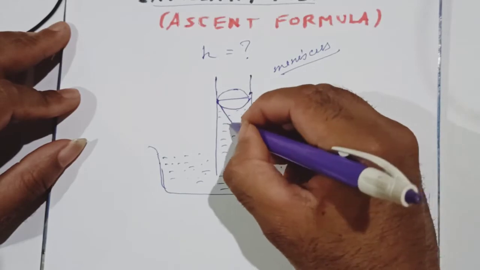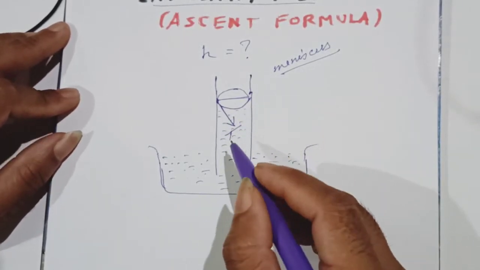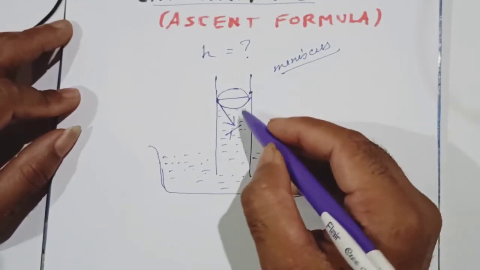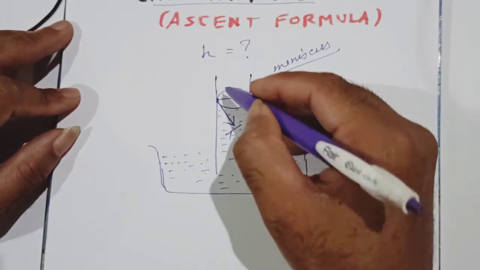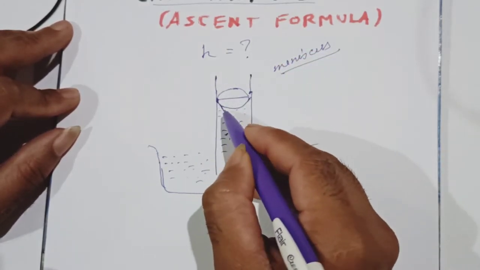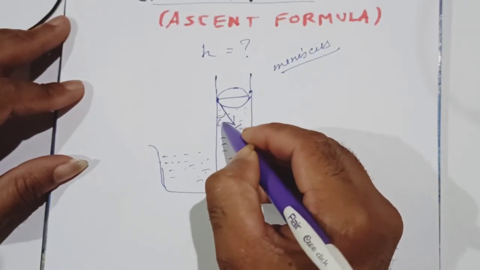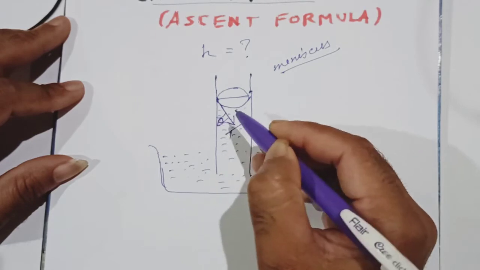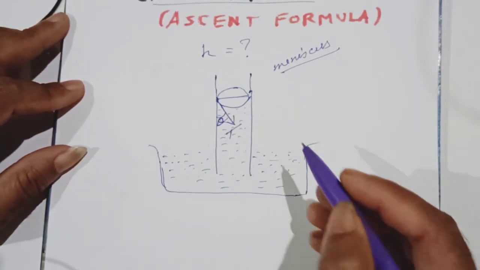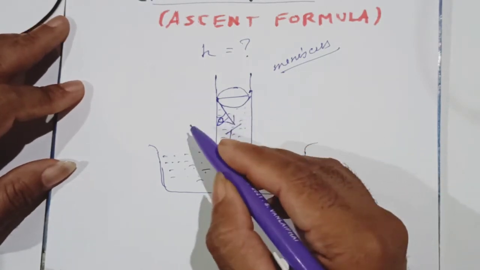Like this. This is T. What is T? This is a force per unit length, or it's simply called tension. We draw a tangent to this meniscus, so there will be an angle theta. This is an acute angle, less than 90 degrees, 0 to 90 degrees.